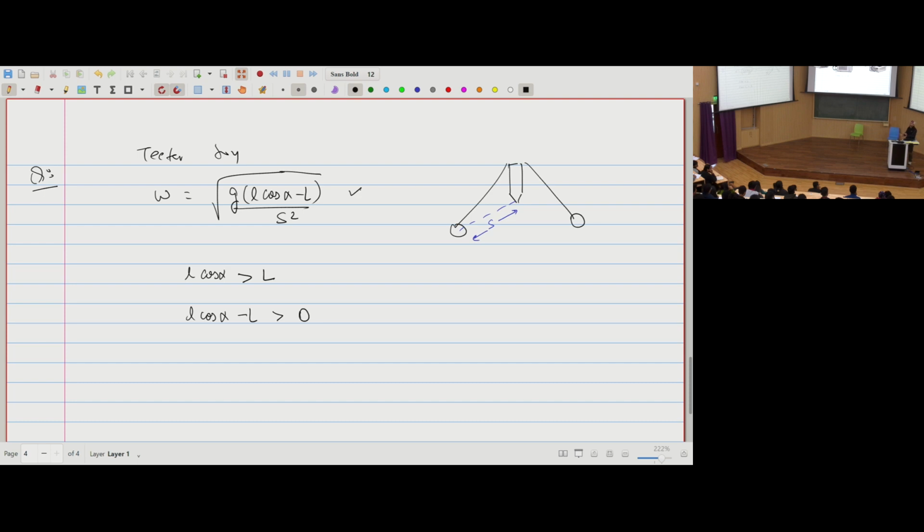And this is what happens in ships. So when ships are designed, for the people sitting inside, if the frequency of oscillation is very large, it's very uncomfortable. Imagine a small bump and you start oscillating very fast. It's not very comfortable for the people inside. But the system is stable.